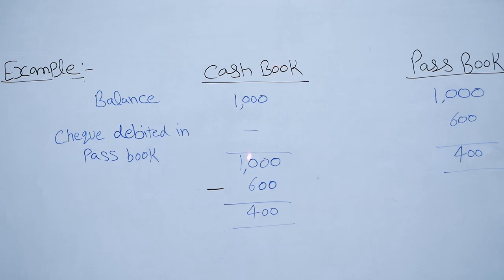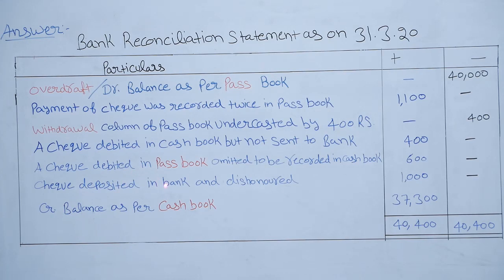As per cash book balance is 1000, as per passbook balance is 400. So we have to follow passbook. So we will make 1000 to 400 by deducting 600 rupees. As question is started from passbook, so all rule will be reversed. So now we will add 600 rupees. A check debited in passbook omitted to be recorded in cash book, it will come in the plus items.